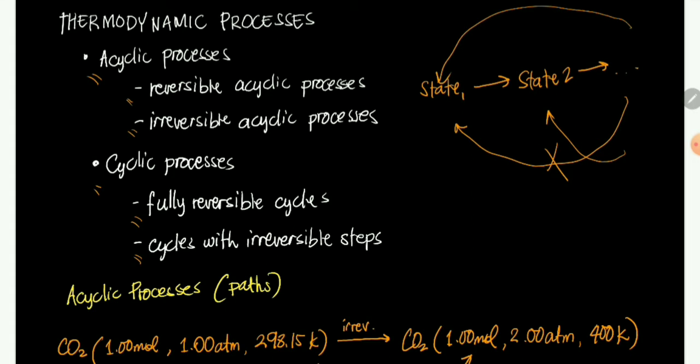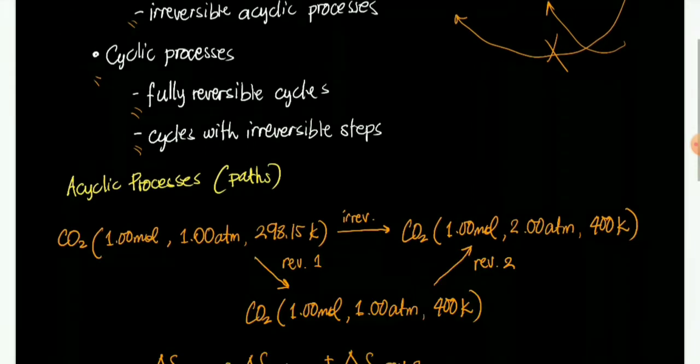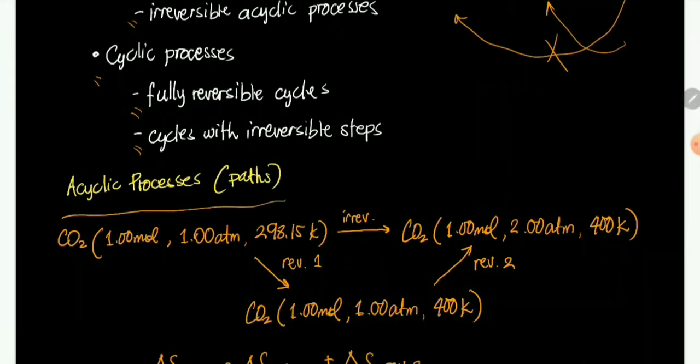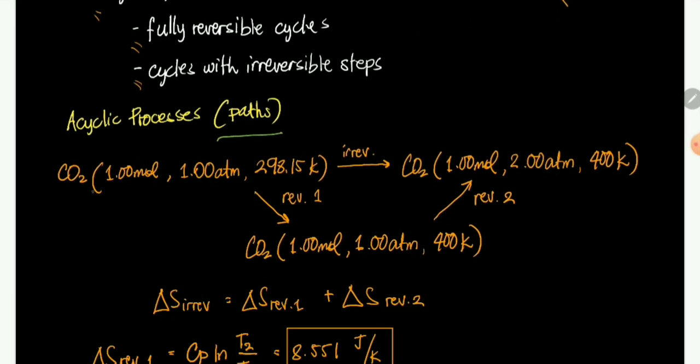Okay? So ang gagawin natin ngayon, i-analyze natin yung values ng Q, W, delta U, delta H, delta A, delta S ng bawat type ng thermodynamic process. Okay? So punta muna tayo sa acyclic processes or sometimes we call them paths. Okay? So for this one, we have CO2 na 1 mole, 1 atm, and 298.15 Kelvin. That's the initial state. So mag-undergo siya ng irreversible step to CO2, 1 mole, 2 atm, 400 K.